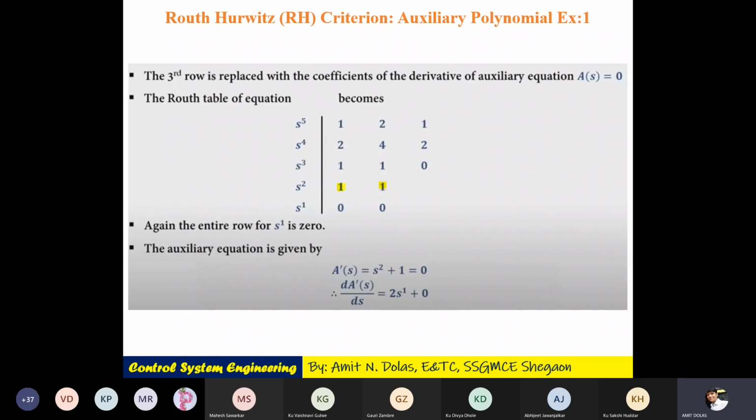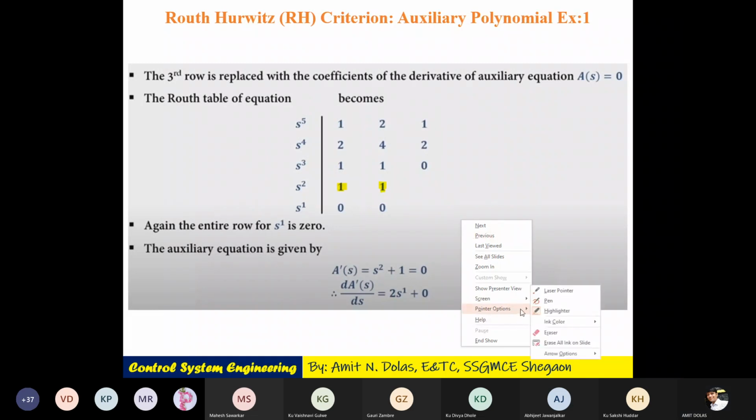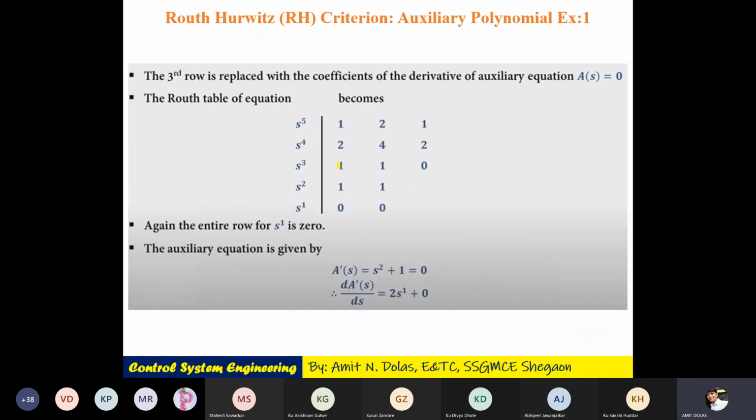So we took these coefficients 1 and 1, then again did the same. Here I want the row of degree 2, that is s square. Then this result will be 1 into 4, that is 4, minus 2 into 1, that is 2.